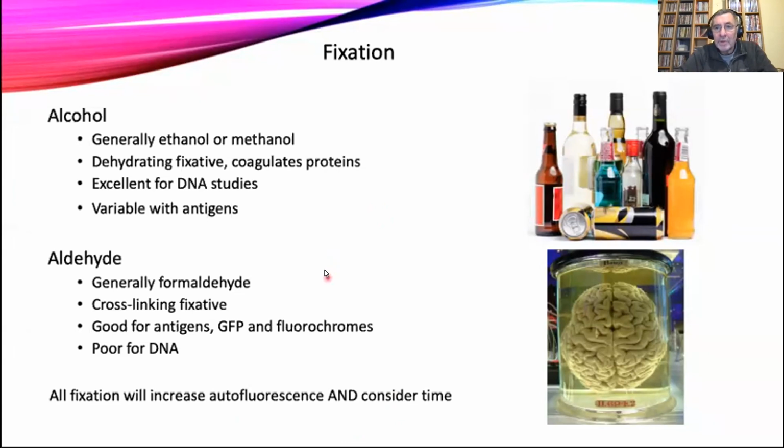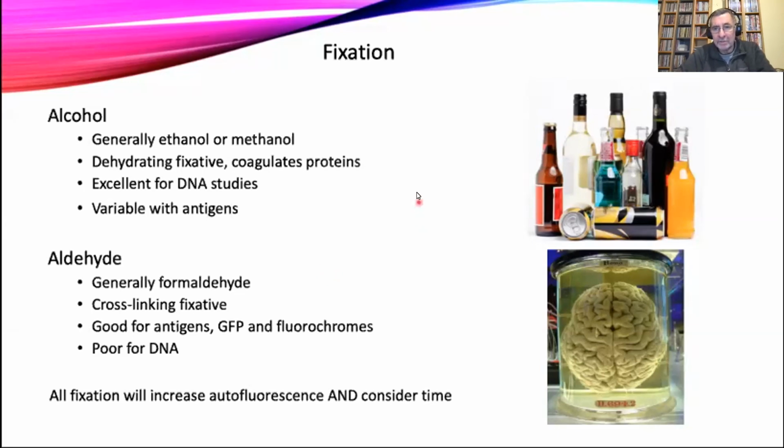Whereas with formaldehyde, we have to be a little bit more careful, because the longer we keep our cells in formaldehyde, the greater we see the increase in autofluorescence. So if I'm fixing in formaldehyde, I would normally do that for a short period, anywhere between, say, 10 minutes and an hour, wash the formaldehyde off, and then store my cells in PBS.